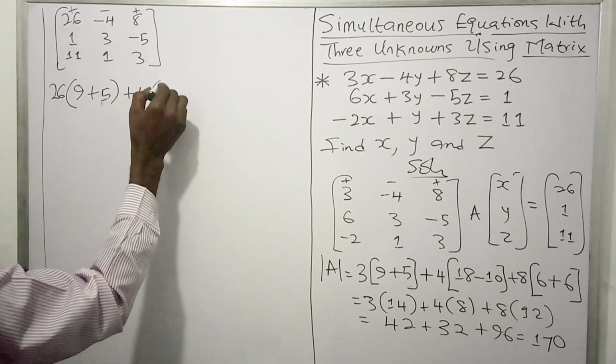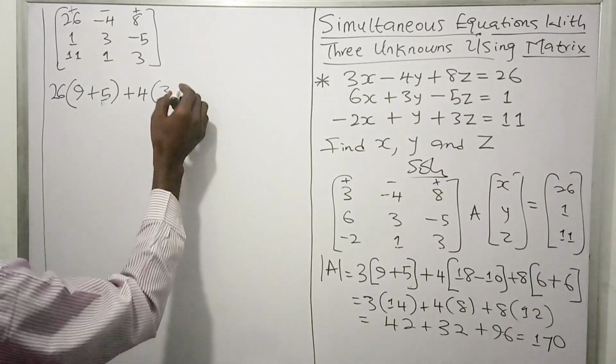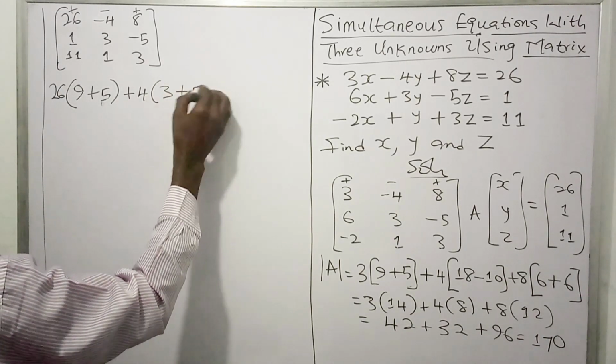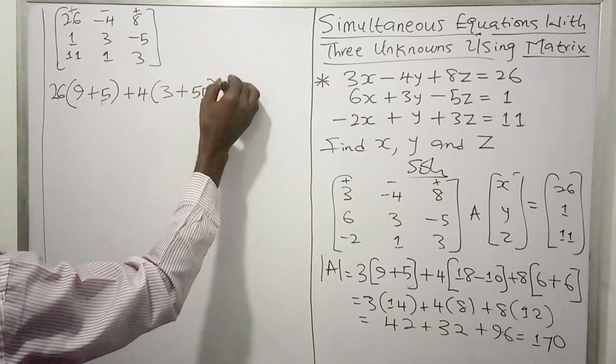1 times 3, that's 3. Then 11 times minus 5, that's minus 55. Then against that other minus sign that's supposed to be in between them, here gives us positive 55. Then the next is 8.